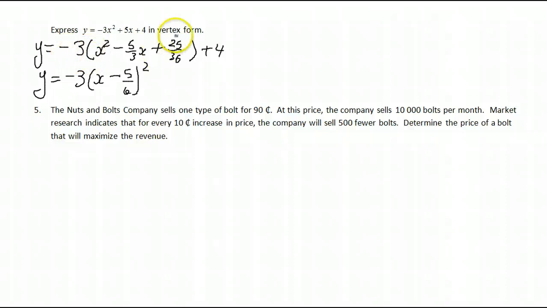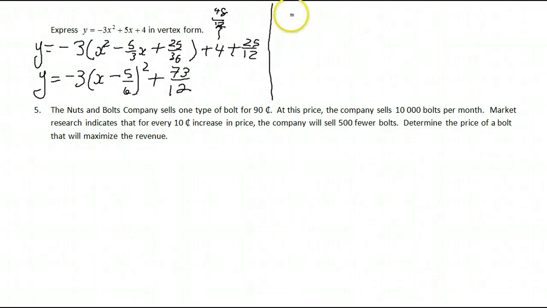So what did I do? I did not add 25 over 36. I subtracted 25 over 12. So out here, I'm going to add 25 over 12. The 4 is 48 over 12. So now I've got 48 over 12 plus 25 over 12, which gives me plus 73 over 12. Okay, that's one way. Second way, if you like to do it line by line.